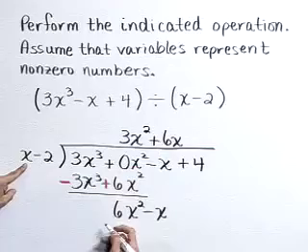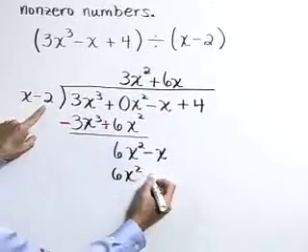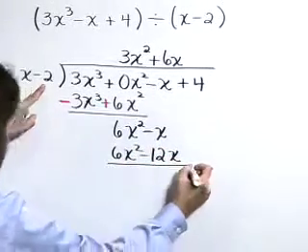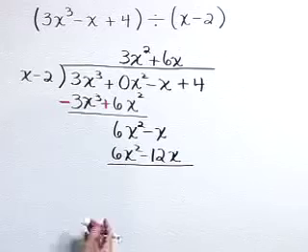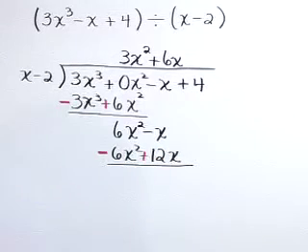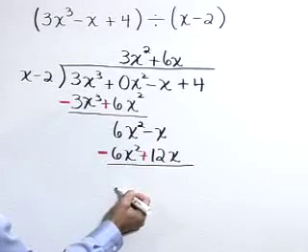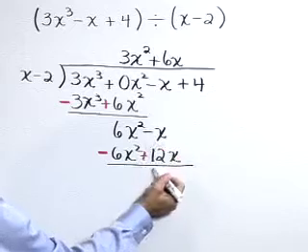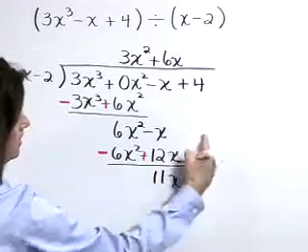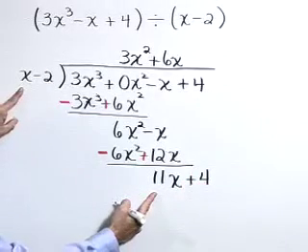Multiplying back, 6x times x is 6x squared. 6x times the negative 2 is a negative 12x. And let's subtract by changing signs and adding. This first column cancels as it should. In our second column, negative x plus 12x is 11x. Let's drop our last term, the plus 4, and do this one more time.